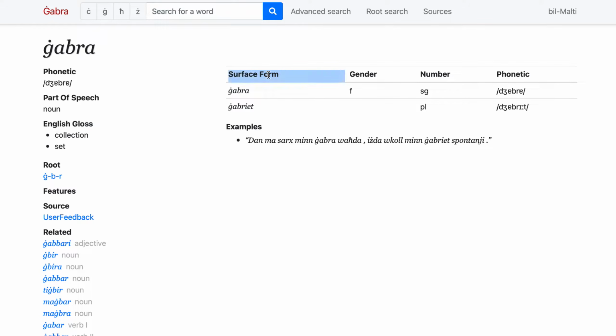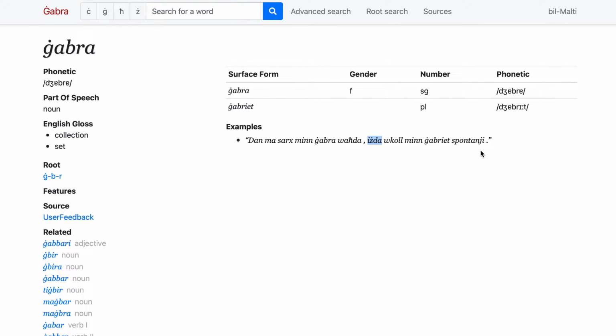The surface form, that's the form you see people use, that's Ġabra, and Ġabrit for the plural. Here you see singular and plural, and if you want to know the gender of a word, it's really good because it is written here female. What is really great is that some, not all words have examples, and here there's a sample phrase. Dan ma sarx minn ġabra waħda, iżda wkoll minn ġabrit spontani.